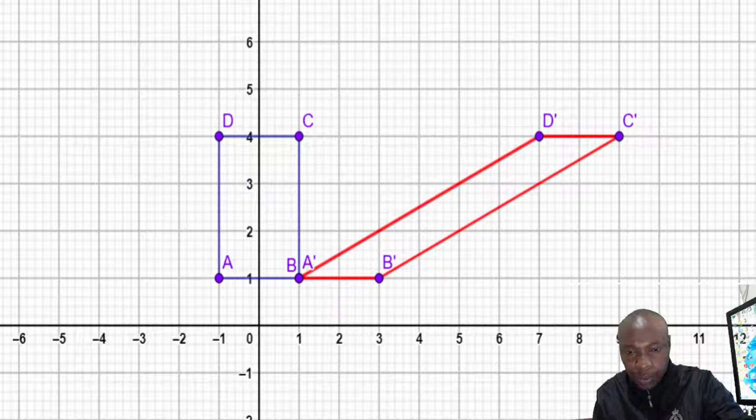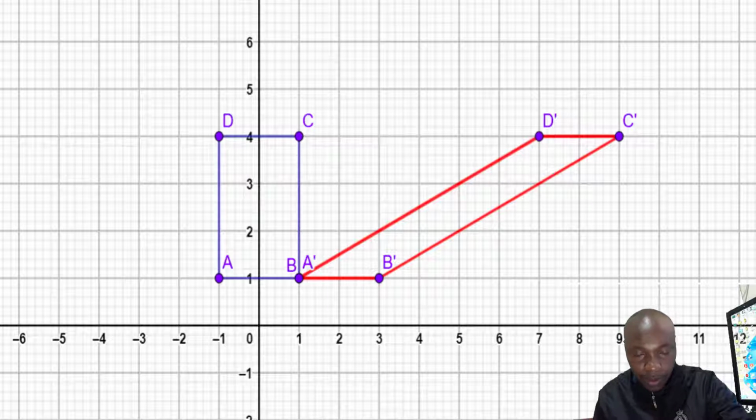So you can see these points are moving parallel to the x-axis. So that is what you're supposed to note. Now, how do you describe a shear? You describe a shear by giving the invariant line, and in this case the invariant line is the x-axis. The points are moving parallel to the x-axis, as you can see.